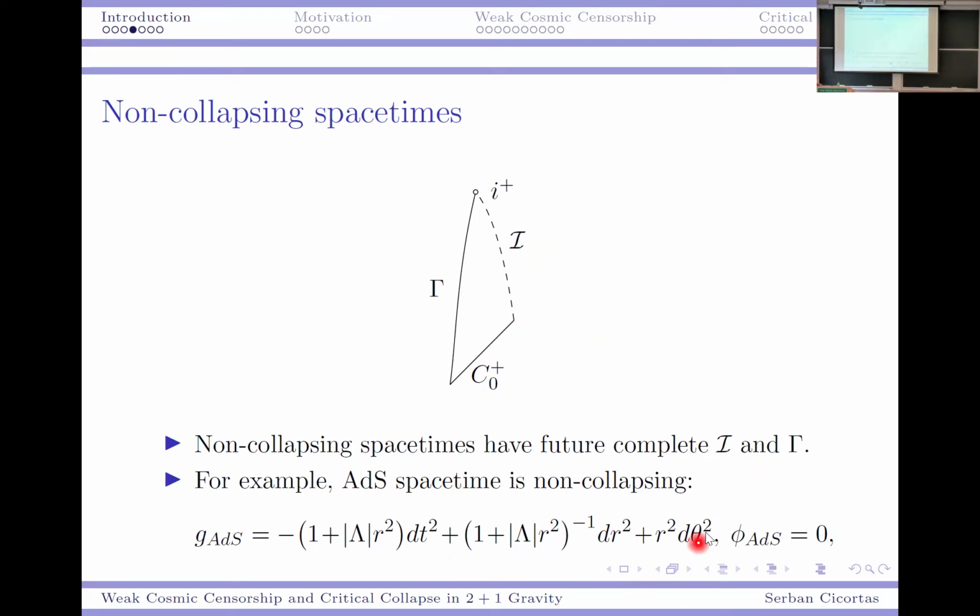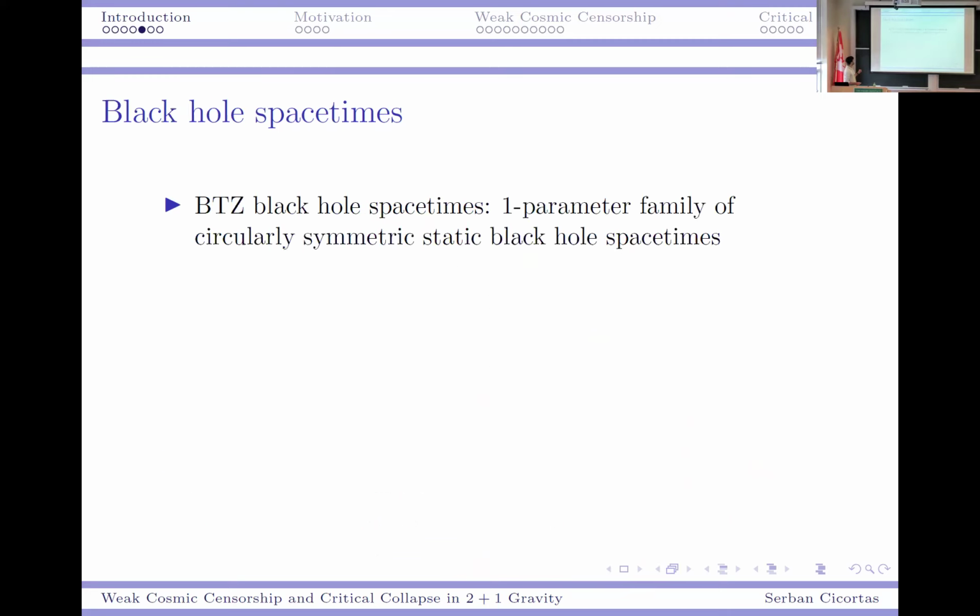In, I guess, static coordinates, and of course in AdS the scalar field vanishes identically. Okay, so these are non-collapsing spaces. Then moving on, we have black hole spacetimes, and first I'll talk a bit about the BTZ family.